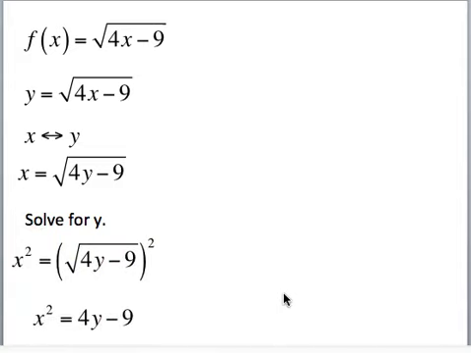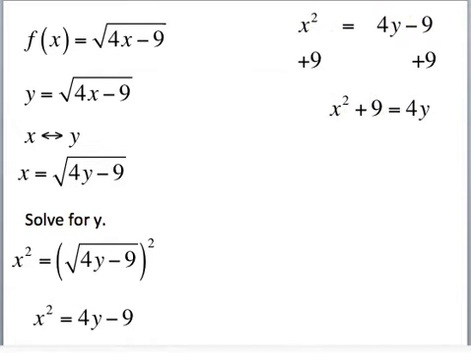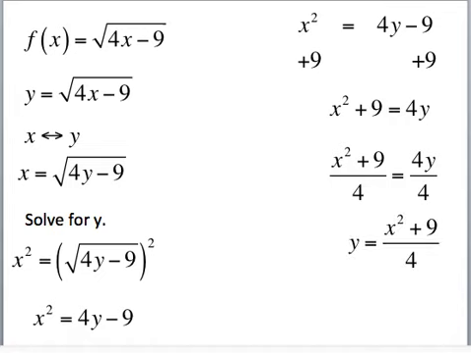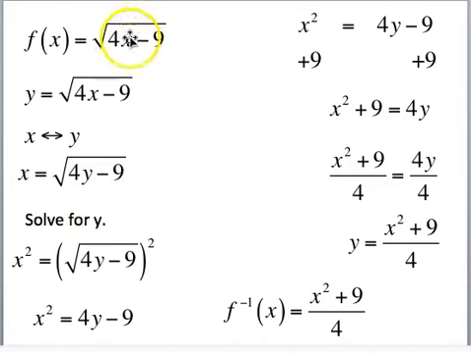So now we're at the point where we have x squared equals 4y minus 9. Let's add 9 to both sides. On the left side, x squared plus 9. On the right side, the 9's go away, it'll just be 4y. So x squared plus 9 is 4y. We want to solve for y. So we'll divide both sides by 4, and that gives me y is x squared plus 9 over 4. And that would be the inverse function.